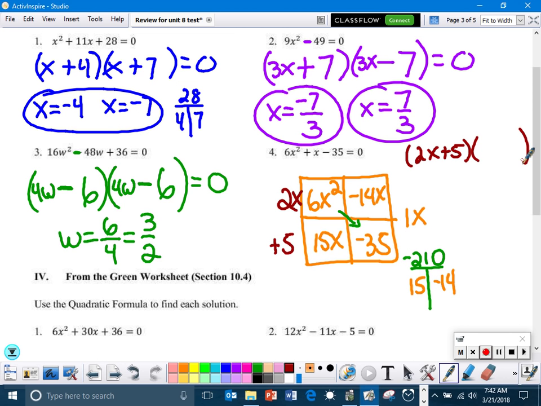Now the left two boxes, what do 6 and 15 share? Okay, they share 3x. Now check it. What's 2 times 3? 6. So I know it's 3x. That's correct. What do negative 14 and negative 35 share? Keeping the sign closest to the edge, which would mean it's a negative. Well, 14 and 35 share the number 7. So 3x minus 7 is your other factor. All right, there's my factors. So my solutions are negative 5 over 2 and positive 7 over 3.